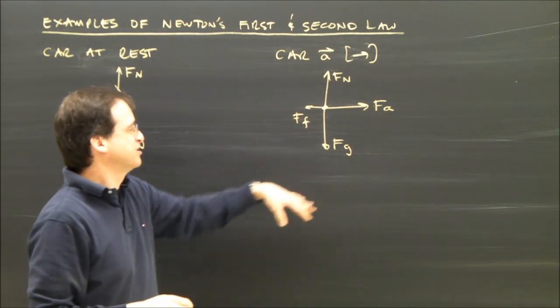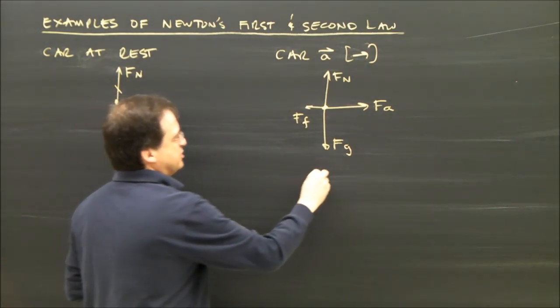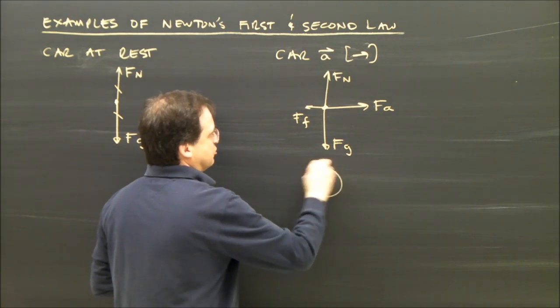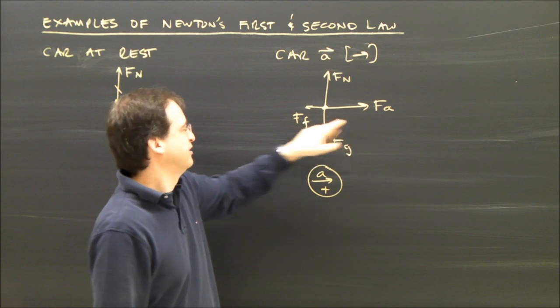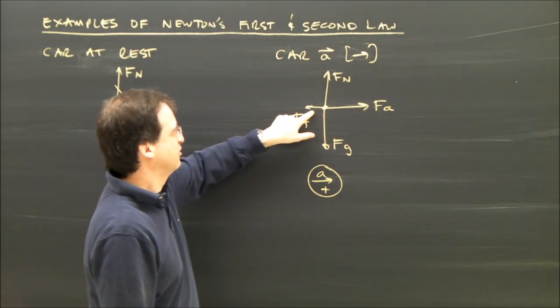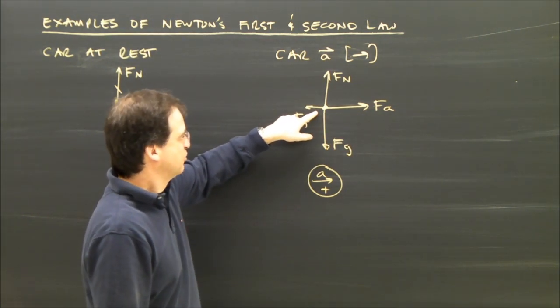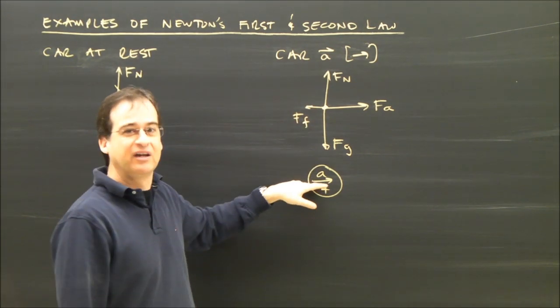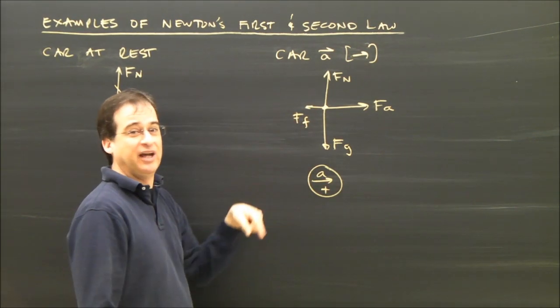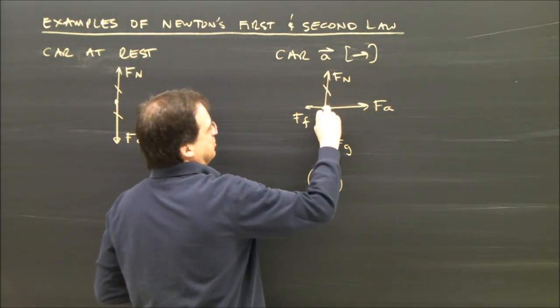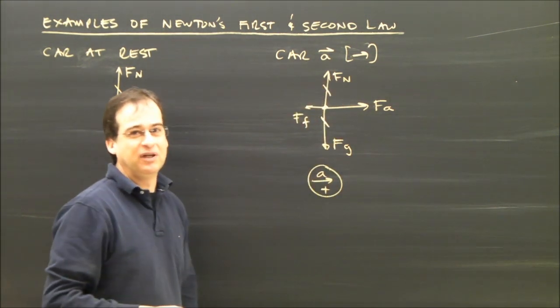Now I look at the size of my forces. I say the car is accelerating to the right, so to the right is positive. Does it look like there's more force to the right than left? FA is bigger than F friction, so there's more force to the right than left. Yep, it can accelerate to the right. How about up and down? Well, it's not accelerating up or down, so the ups and downs must add up to 0. Those two must be equal.